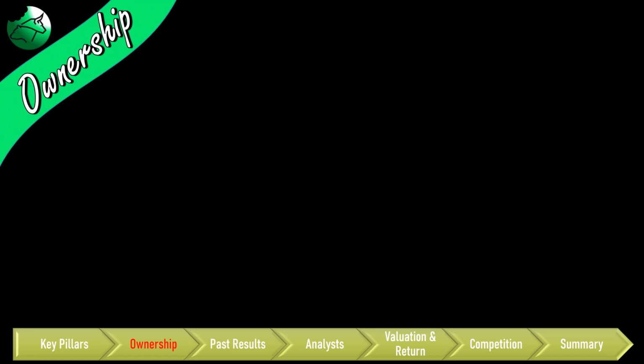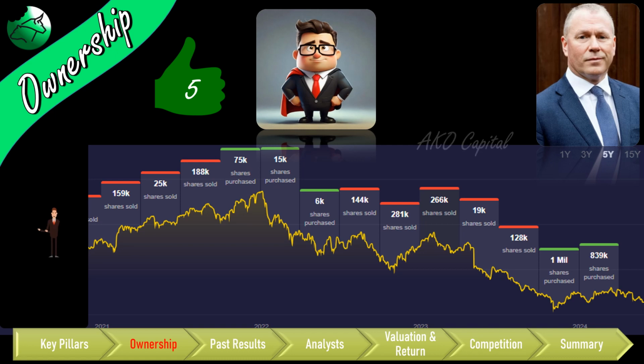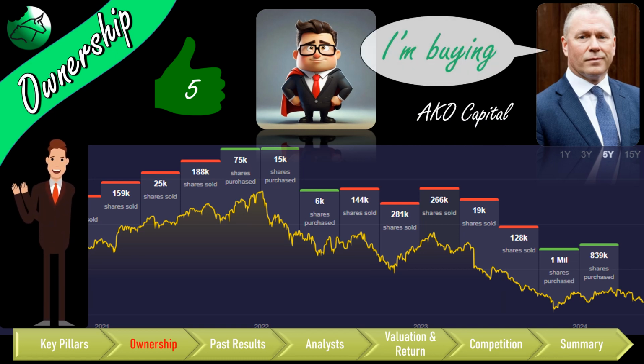There are currently 5 super investors who own this company. If we look back at AKO Capital's previous sales and purchases, we can see they have both bought and sold shares in Estee Lauder in the last few years, and has increased their stake in Q1 of 2024. They have $326 million invested in Estee Lauder, and this makes up 4.91% of their overall portfolio.